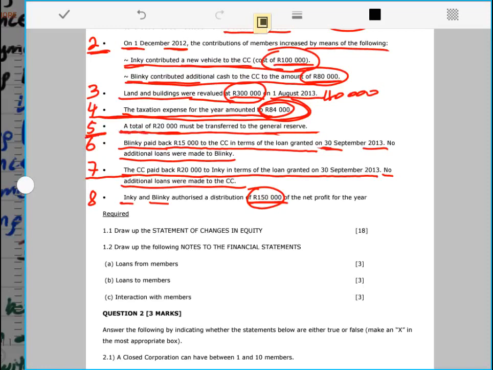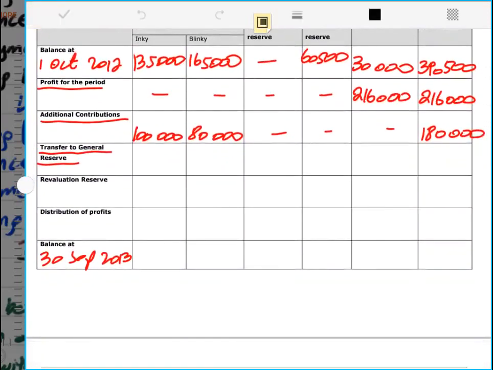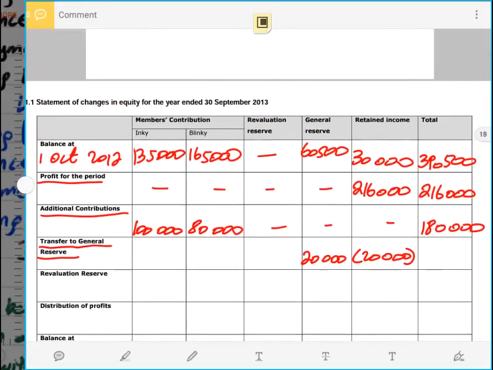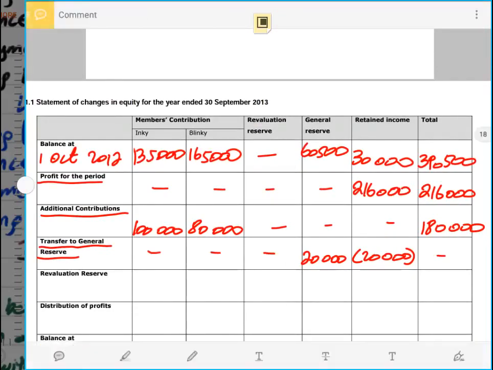A total of 20,000 rands must be transferred to the general reserve. So now here is the 20,000 rands that must be taken from the retained earnings to the general reserve account. So now we record that as 20,000 rands in the general reserve and negative 20,000 rands in the retained earnings, because money is taken from the retained earnings to the general reserve account. Then we'll have nothing under totals and other columns.